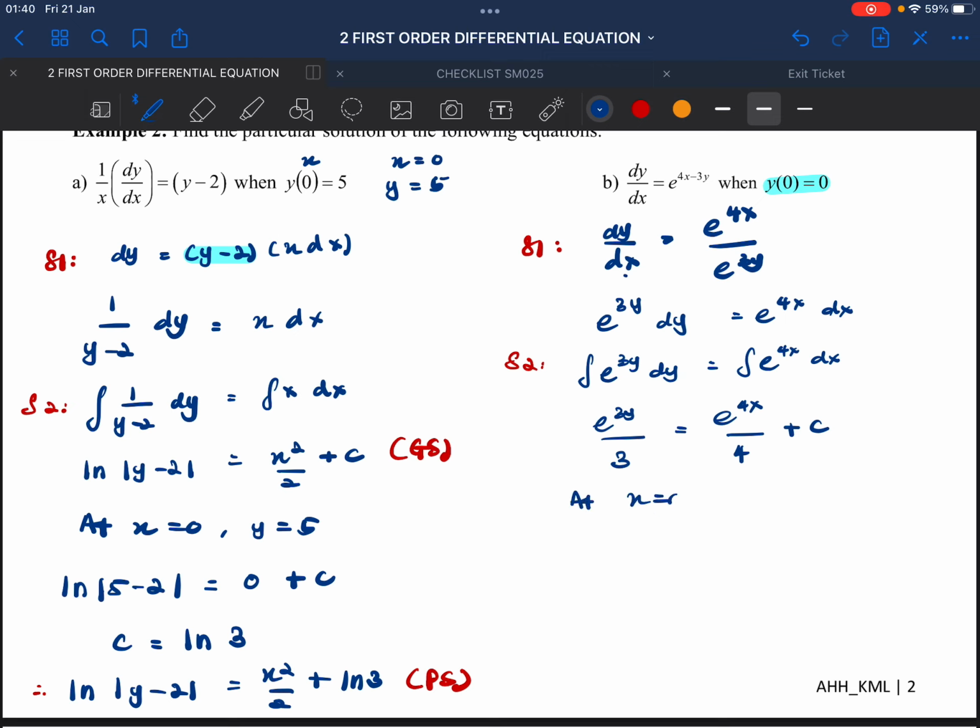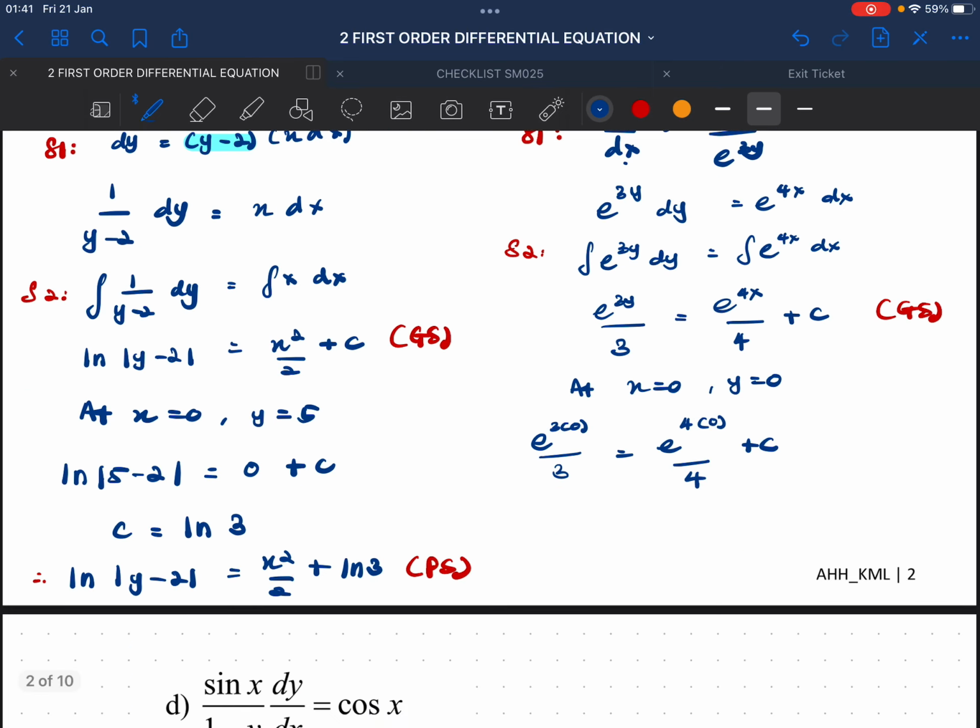So at x equals 0 and y equals 0, we just substitute the values into the general solution here. So we will have e to the power 3 multiplied by 0, e also to the power 4 multiplied by 0. So we will have 1 over 3 minus 1 over 4 is equal to c. So we have the answer for c is equal to 1 over 12.